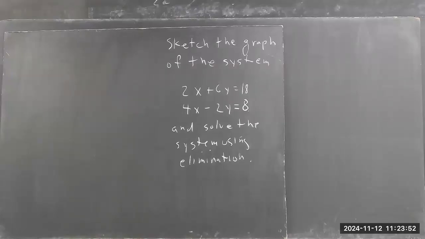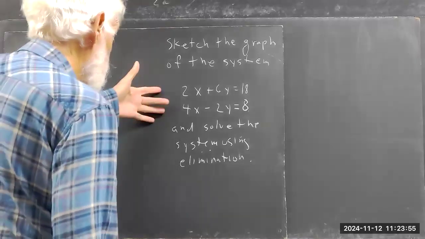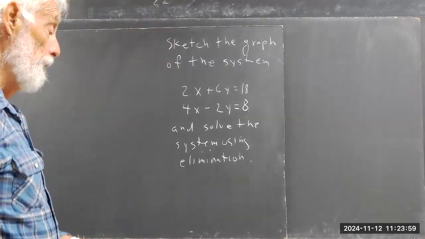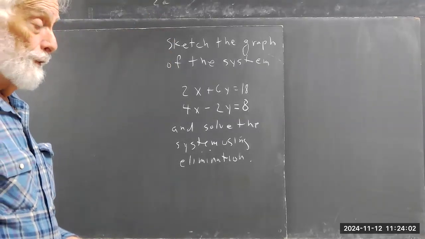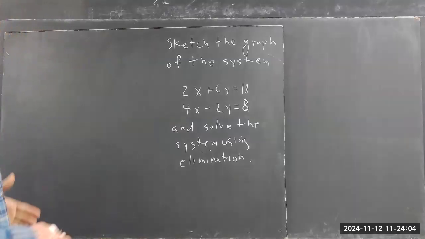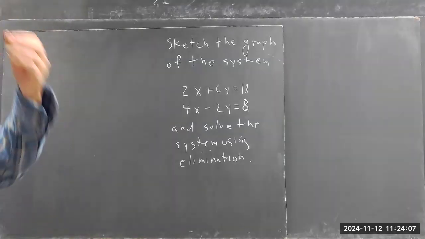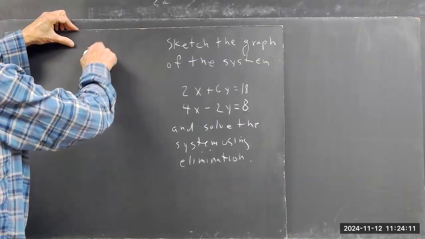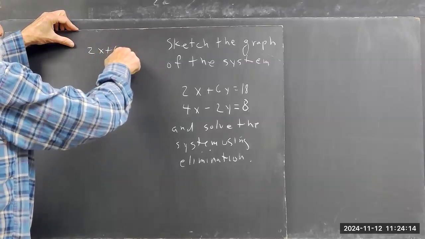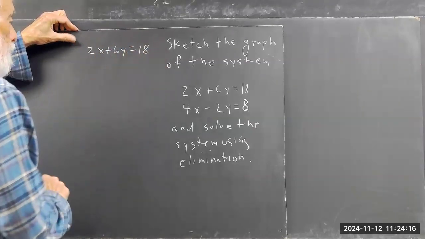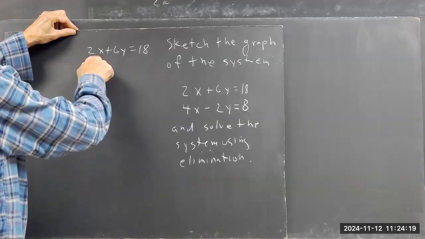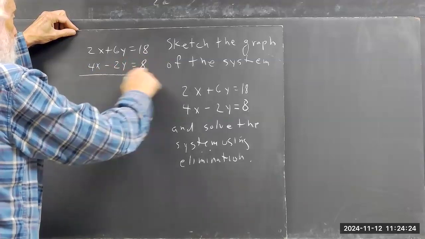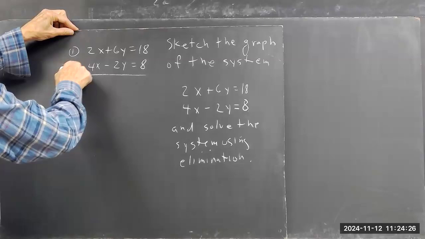Okay. So this system of two equations, we're going to want to solve it by elimination and sketch the graph. I'm going to start with the solution by elimination, since everybody had a pretty good graph. So we have 2x plus 6y equals 18 and 4x minus 2y equals 8. Now this is equation 1 and this is equation 2.